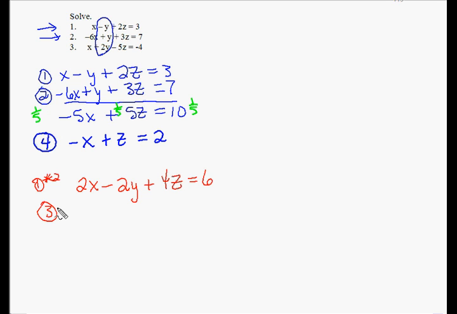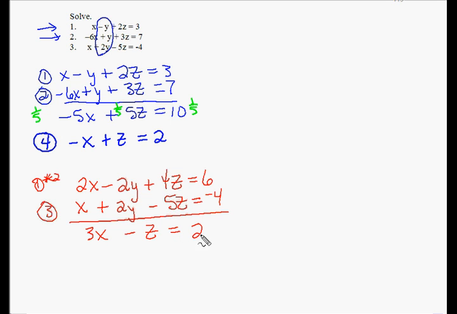And that third equation, I have x plus 2y minus 5z equals negative 4. Adding these two equations together, the y's will go away, leaving me with 3x minus z equals 2. And this is what I'm going to call equation 5.